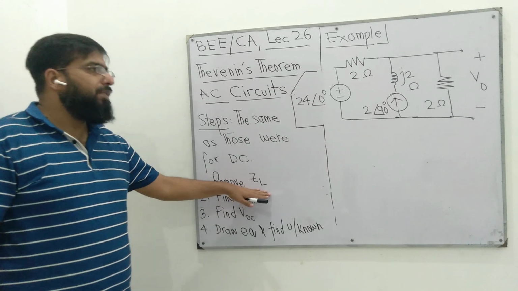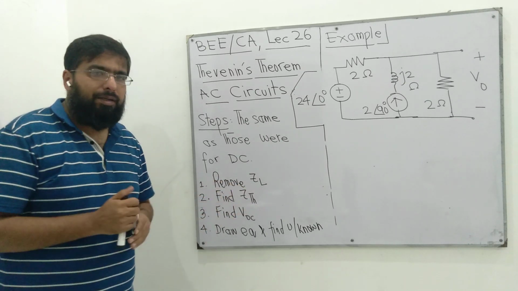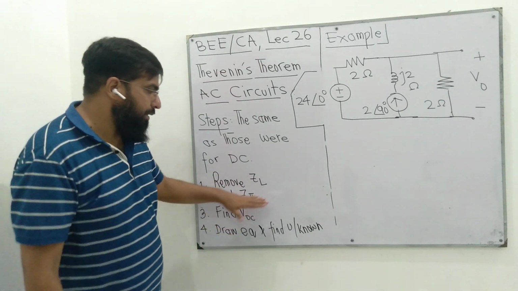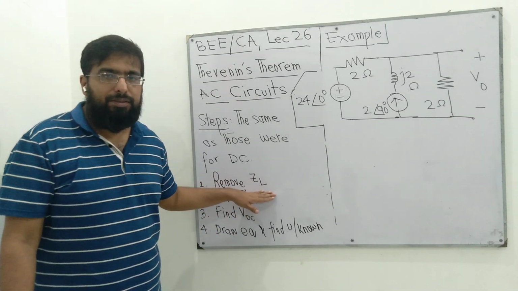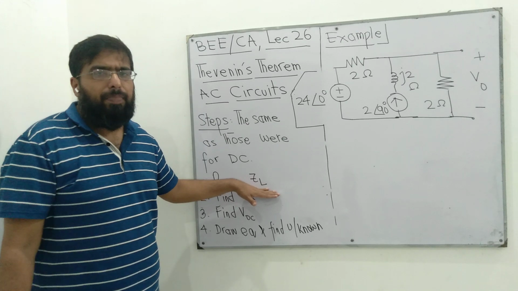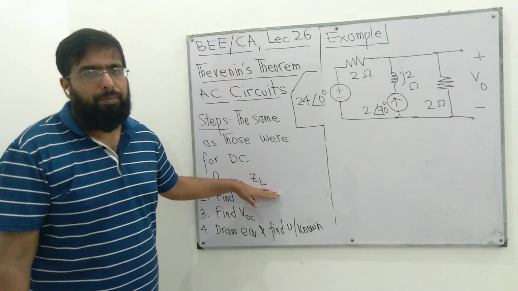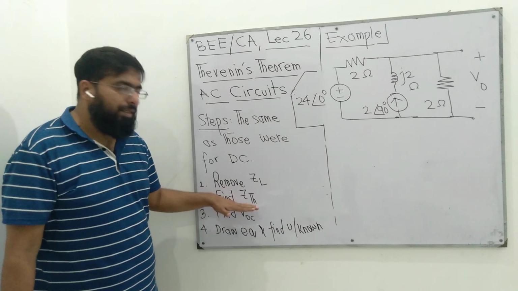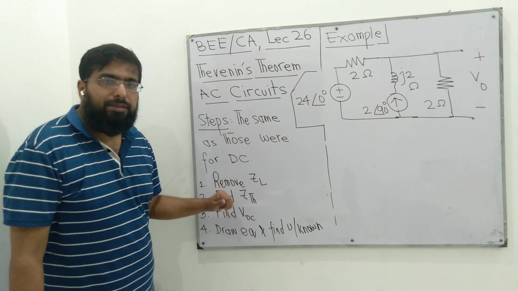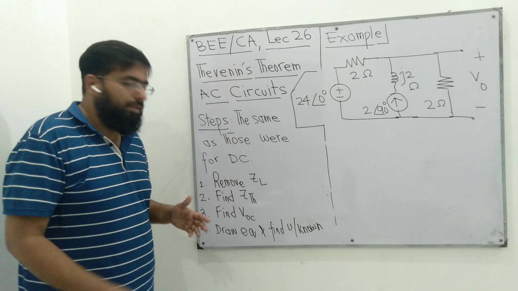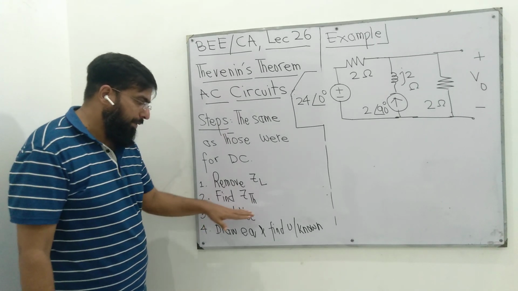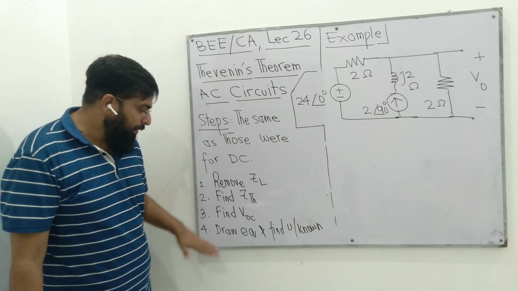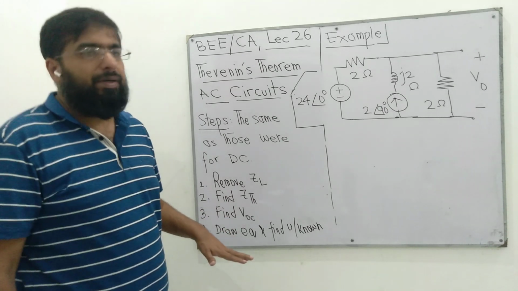We'll first remove this ZL. Here we call it ZL, the impedance of load. In DC circuits we call it RL, the resistance of load, because it is always resistance in case of DC, but here it can be a resistor, capacitor or inductor or a combination. Then in step 2 we'll find Z Thevenin. In DC circuits we call it R Thevenin because it is always R there, but here it can be R, L or C. And then we'll find V open circuit and then draw an equivalent circuit and find the unknown quantity.